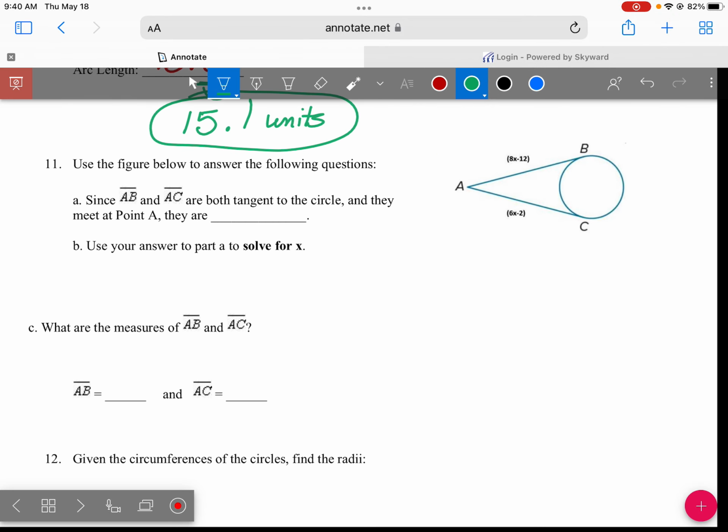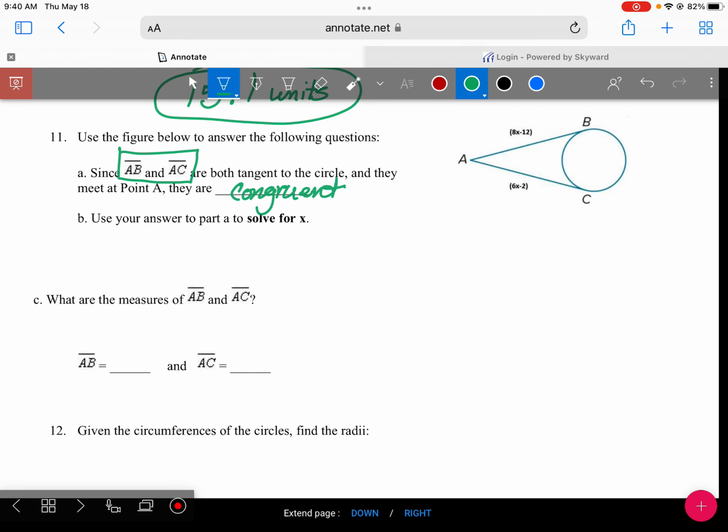Looking at the figure below or to the right, answer the following questions. Since line segment AB and line segment AC are both tangent to the circle and they meet at point A, they are blank. Congruent, yes. That means they have the same measure, but since we're talking about line segments, the segments themselves are congruent. Remember that key word, okay? Then it says, use your answer from part A to solve for X.